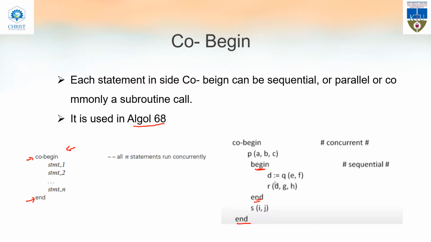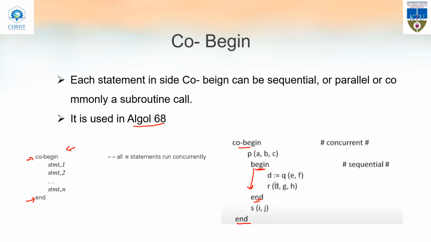So if you need to add some statements which need to get executed sequentially, you will be using begin end. Whatever is written in begin and end will be executed sequentially. I hope you understand that. So in co-begin, the specialty is that whatever statements you write, it will get executed parallelly.